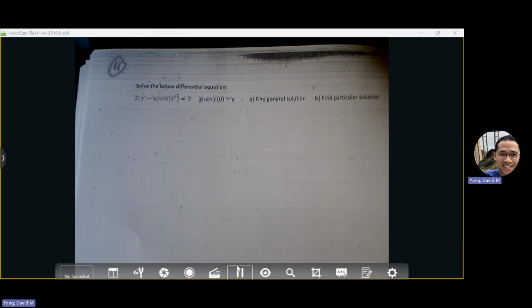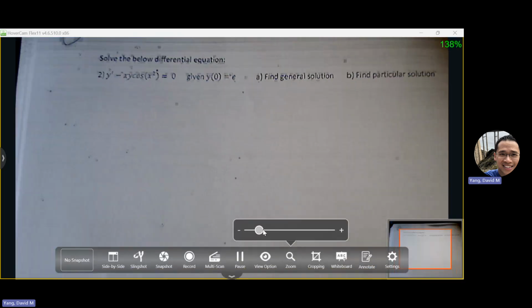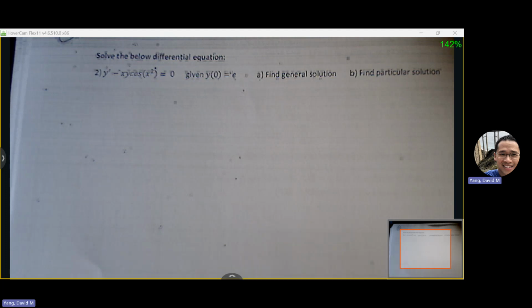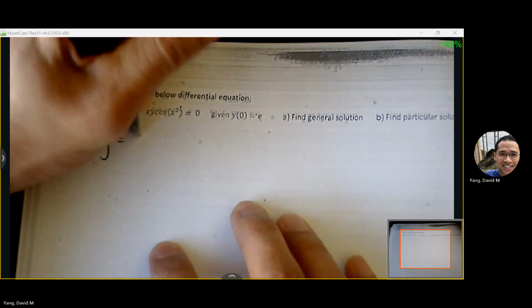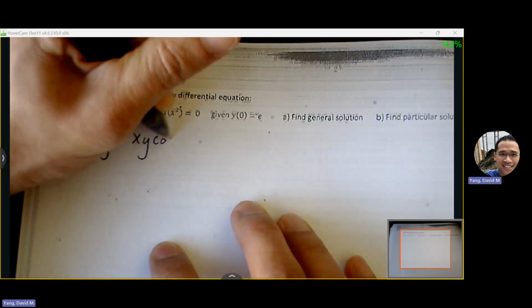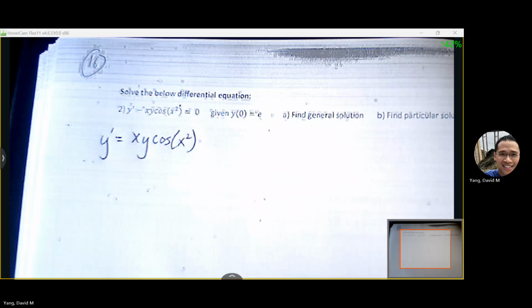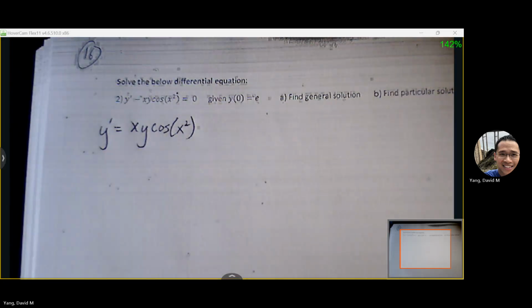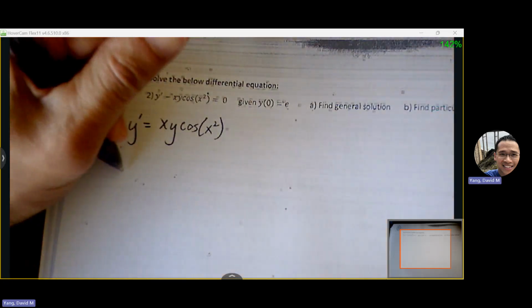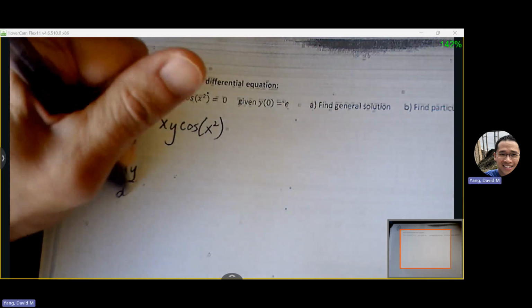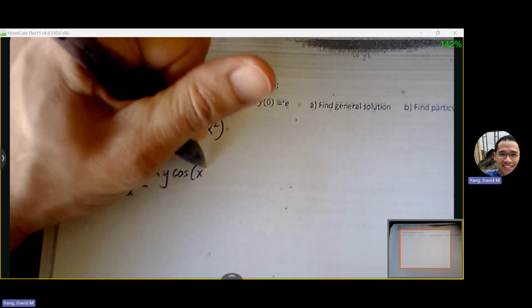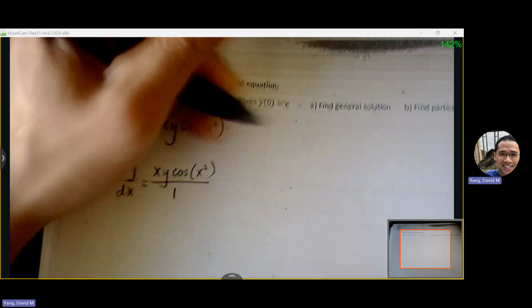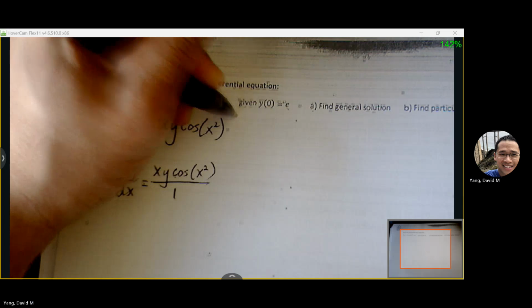y prime equals minus xy cosine of x squared, equals 0. So we're going to start off by trying to separate, well, let's get the two terms on opposite sides of the equation first. And then we can go through all of our steps. All right, start off y prime. Let's rewrite as dy dx. Let's get our denominator to show a 1 so we can line up our diagonals.